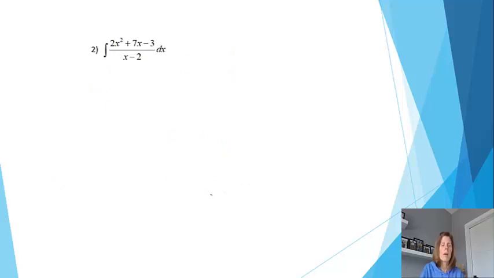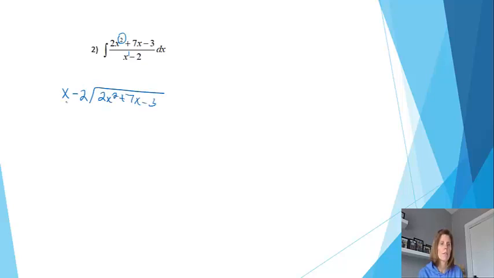Okay, problem number 2. We have the integral of 2x squared plus 7x minus 3 over x minus 2. Again, we would like to be able to take the integral of it, but the way that it's set up now, if I tried to do a u substitution, that just would not work out, so I'm kind of stuck. But I do know that the degree of the numerator is greater than the degree of the denominator, so once again, we are going to do long division. So I'm just going to go ahead and get my problem set up for that.